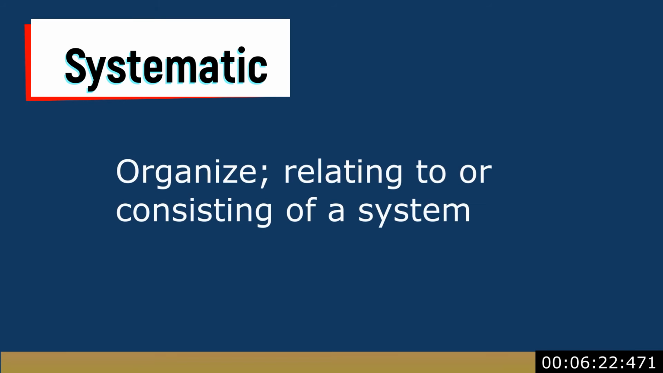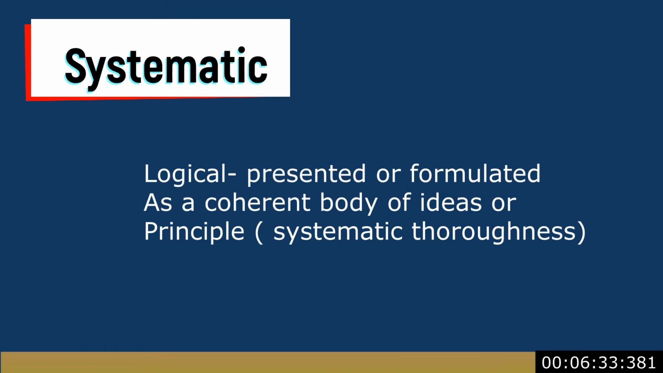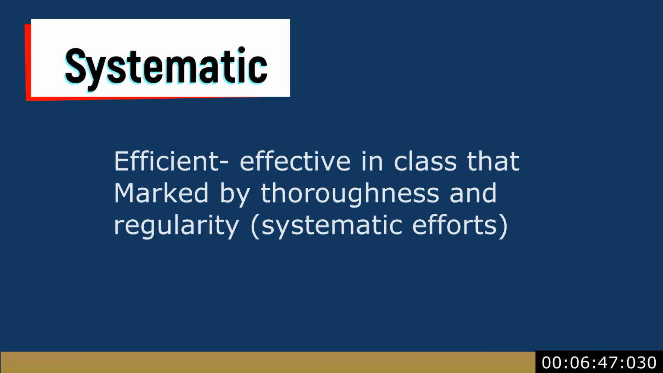Another meaning of systematic is organized, relating to or consisting of a system, meaning it follows a system that is proven to be effective. Another meaning is logical, presented or formulated as a coherent body of ideas or principles, with systematic thoroughness. Another meaning is efficient, effective in class, marked by thoroughness and regularity.